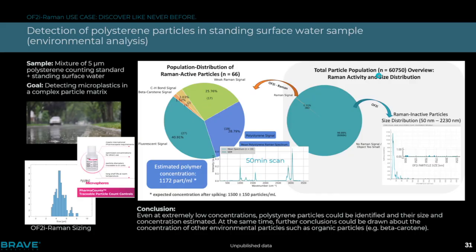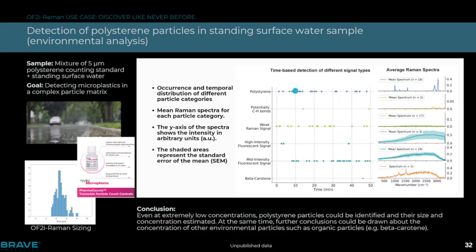We found some other particles over time, so really the random distribution of the particles when we scanned those 15 minutes of the polystyrene, which we knew is in there, but also some other CH bond potentially particles, as well as other weak Raman scatterers where our signal to noise ratio detected more than just noise, but also particles with fluorescent signals or other clear indications. This could be beta carotene and so on.